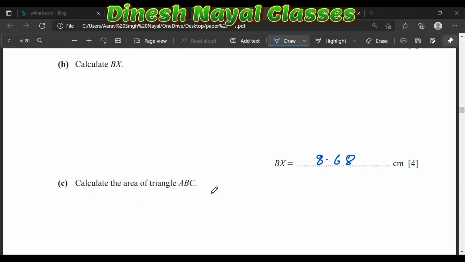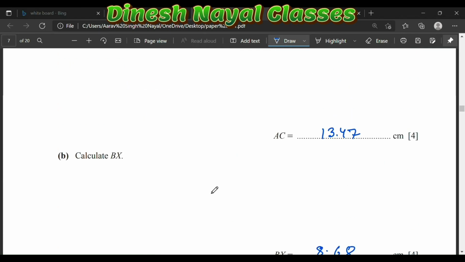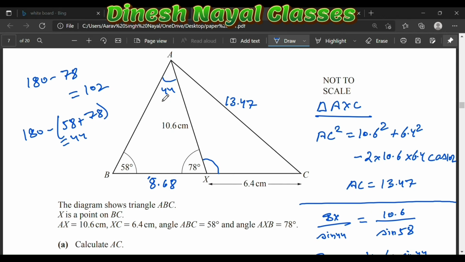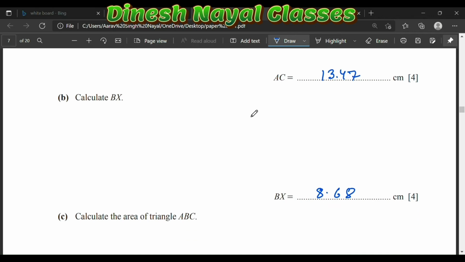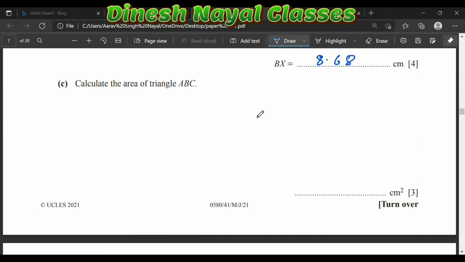Now the C part, calculate the area of triangle ABC. Now as you can see, triangle ABC is actually made up of two triangles. So first the area of triangle ABX and then plus the area of triangle ACX. So area of triangle ABC equals area of triangle ABX plus the area of triangle ACX.